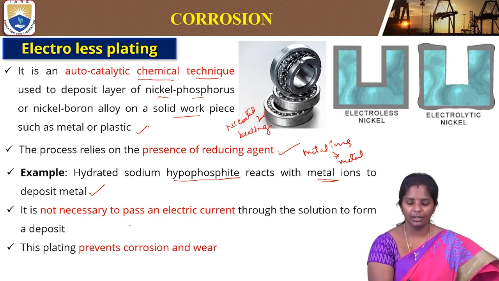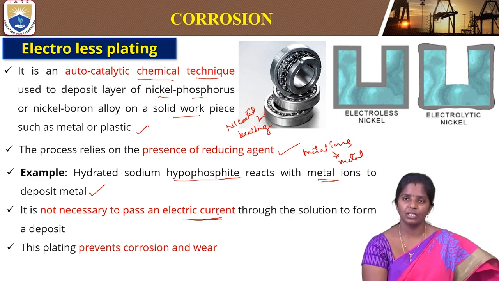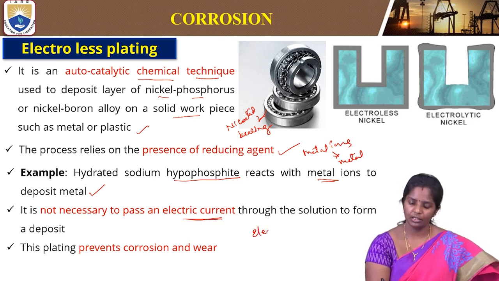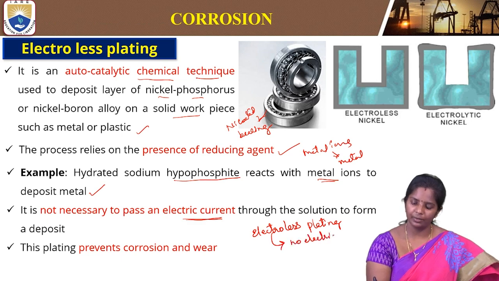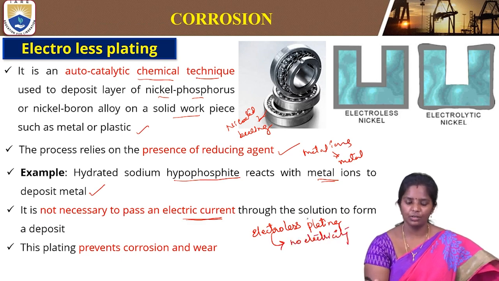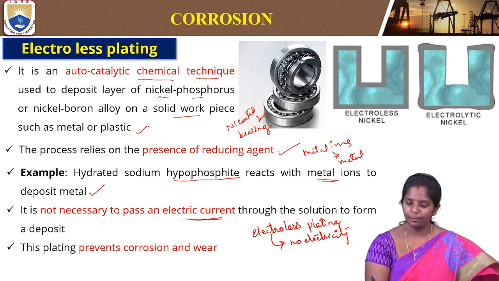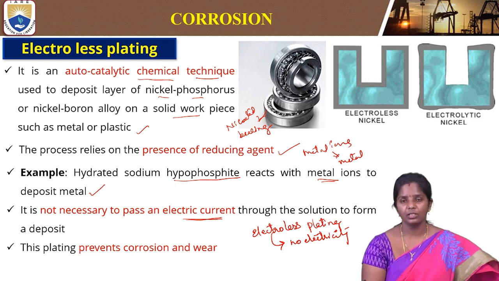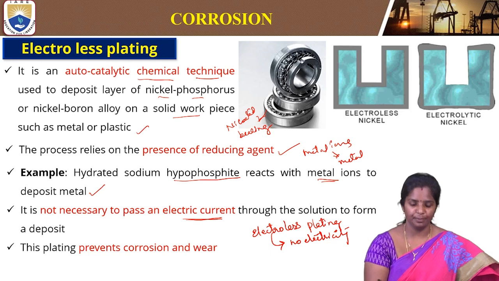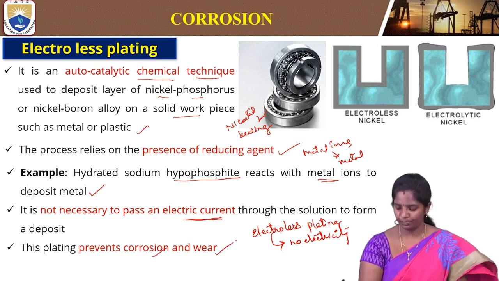It does not require any electricity for the electroless process. In electroless plating, no electricity is required through the solution to form a deposit. This requires only the reducing agent, that is important. That is how we can deposit even on plastics. So this prevents corrosion and wearing of the metals.